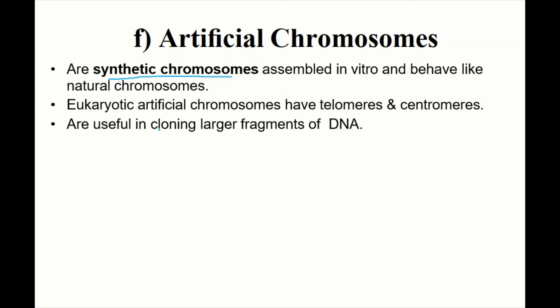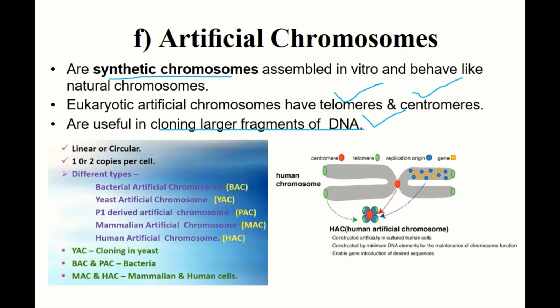Artificial chromosomes resemble the natural chromosomes, but these are synthetic, and these ones are used because they enhance cloning of extremely large DNA fragments. The eukaryotic artificial chromosomes usually will have telomeres and centromeres. They can be linear or circular. So they resemble a human chromosome here. This way, it's a human artificial chromosome, and usually you can have one or two copies per cell.